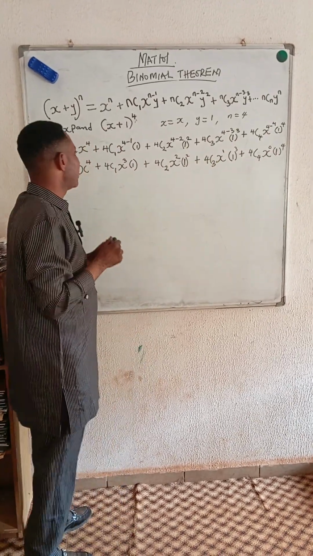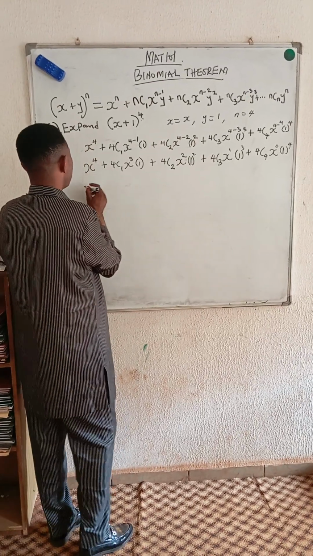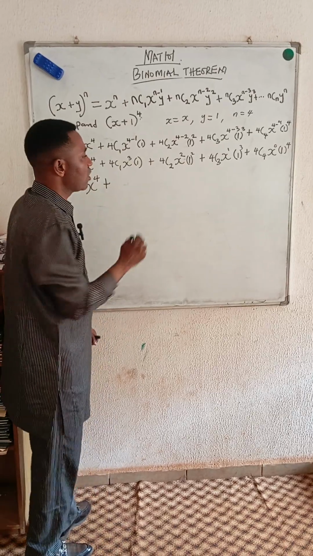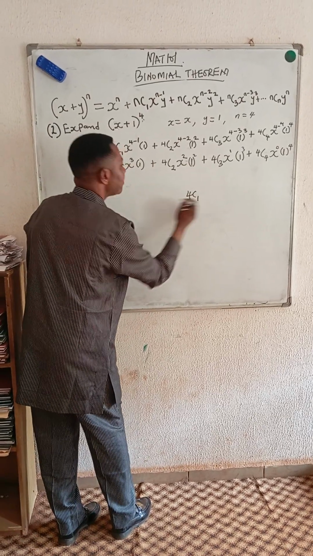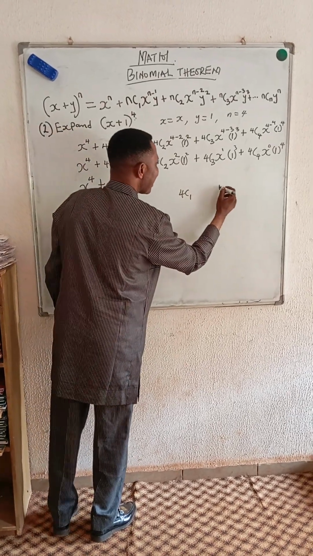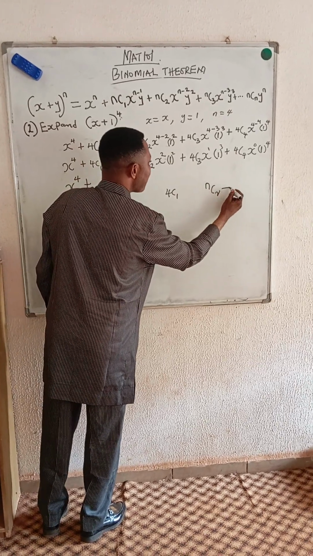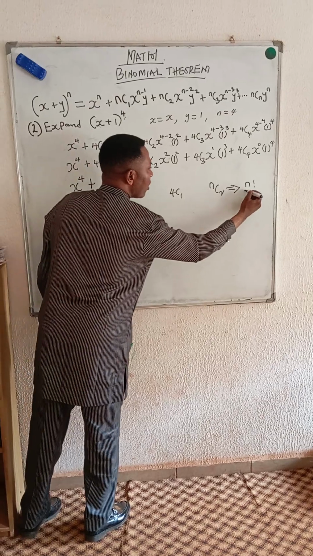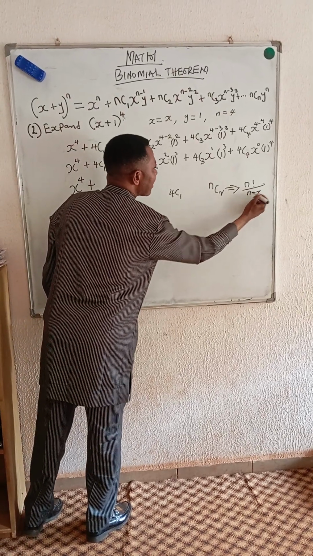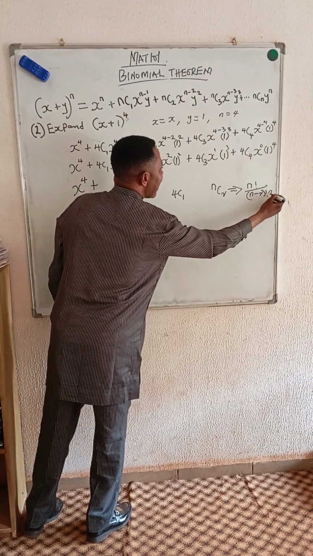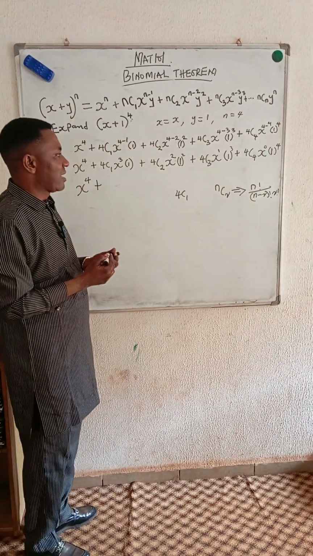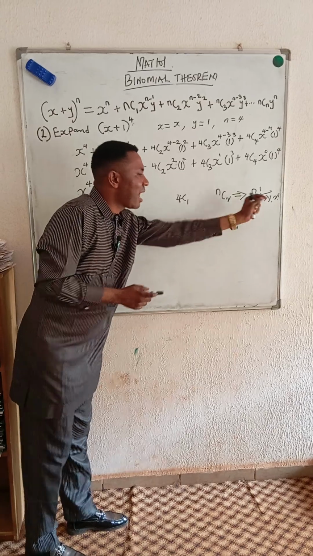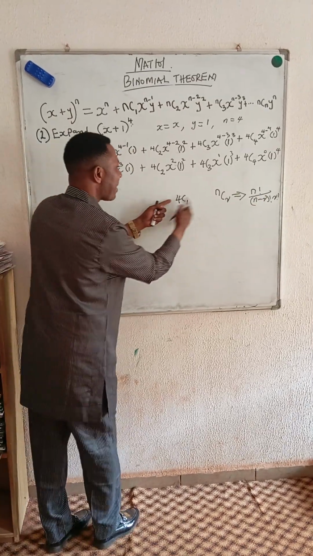Now, the next thing to do is to find this: x power 4 plus 4 combination 1. What is 4 combination 1? We can use this formula: n combination r implies n factorial over n minus r factorial, then r factorial. So, n factorial over n minus r factorial, then r factorial. Look at it now. From here, my n is what?